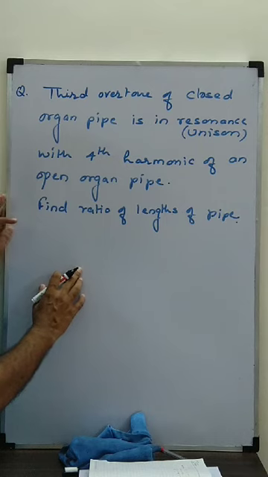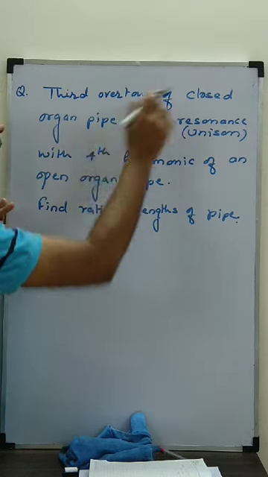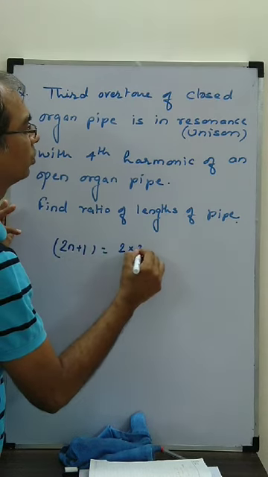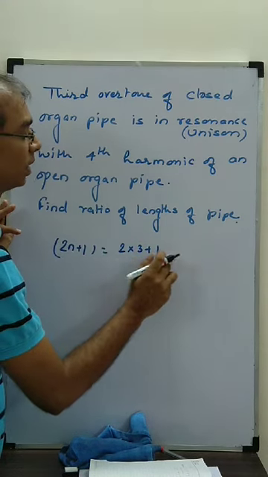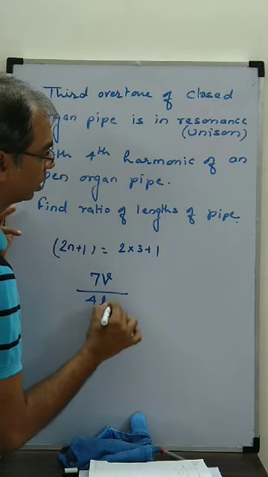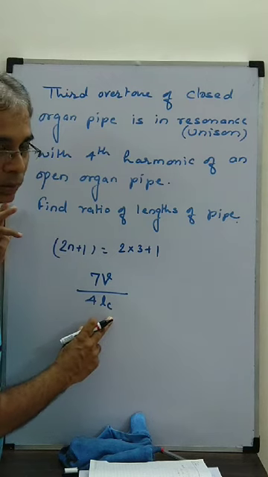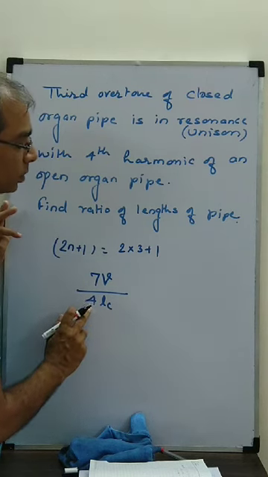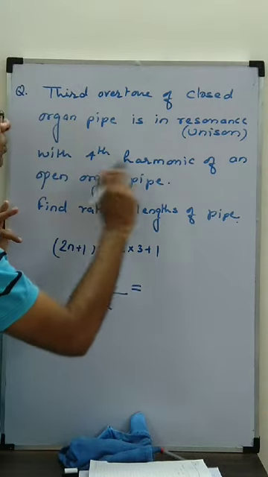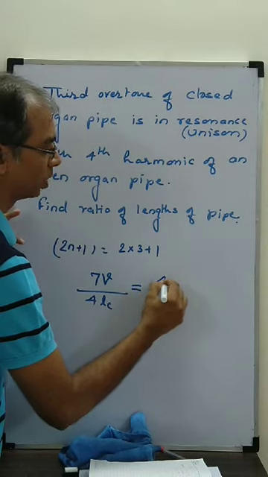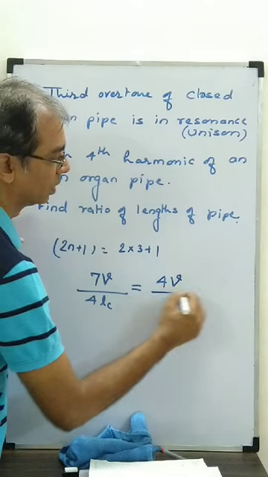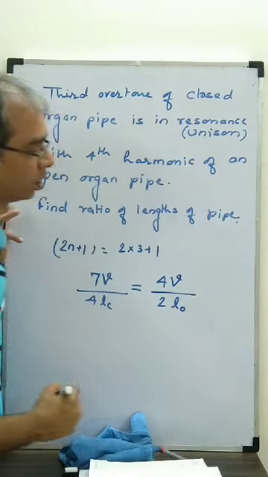That means 2n plus 1. For the third overtone, 2 into 3 plus 1, that means 7. Seventh harmonic, that means 7V by 4 times the length of the closed organ pipe. This is equal to the fourth harmonic. Because in an open organ pipe all harmonics are present, it is 4V by 2 into the length of the open organ pipe.